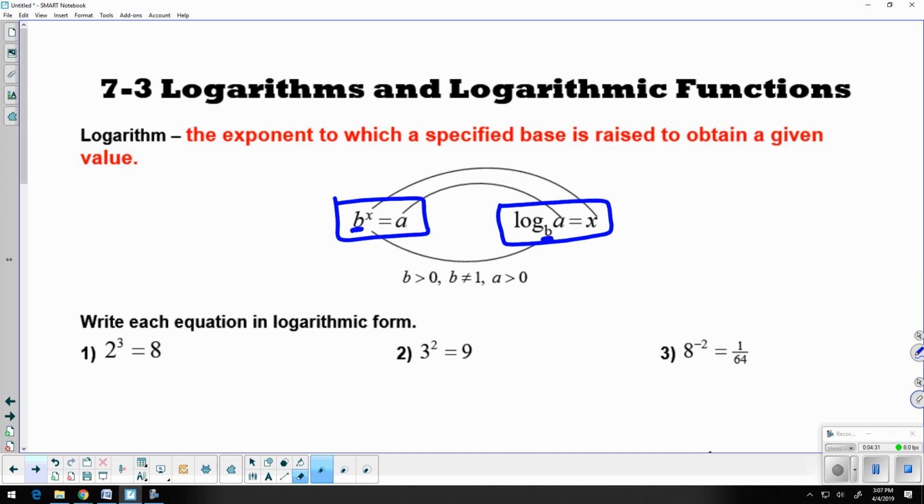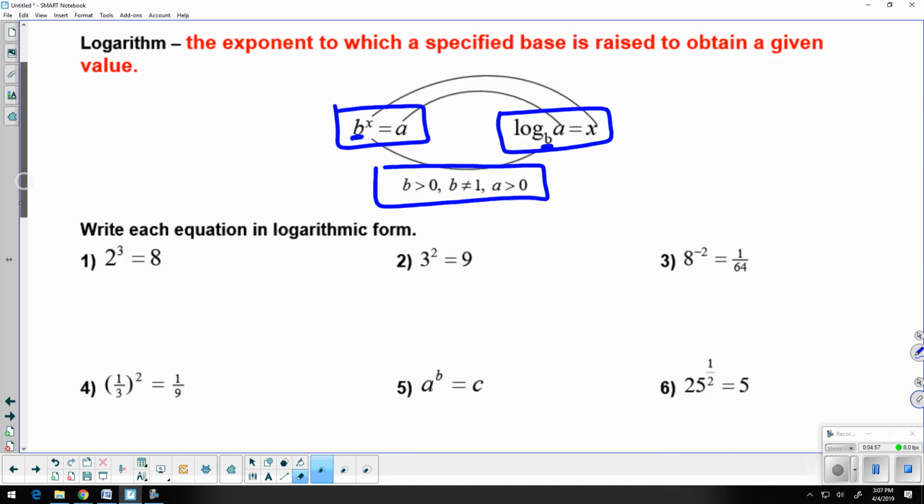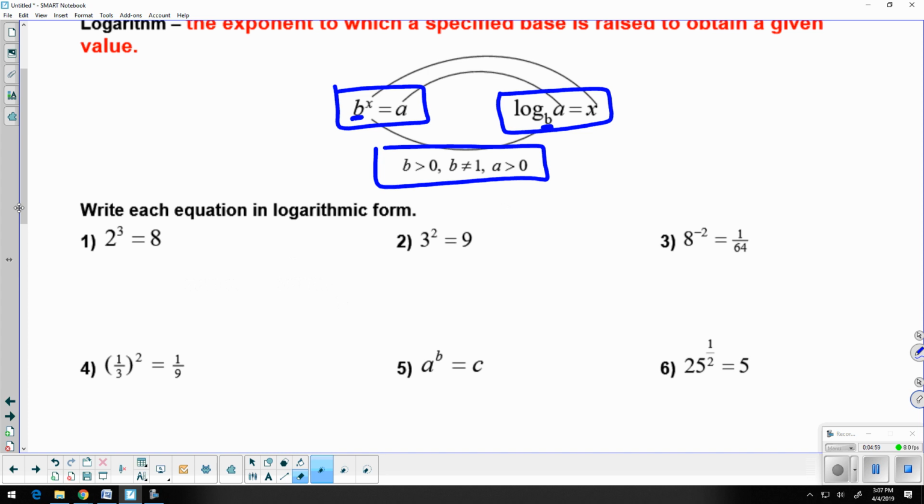There are also some stipulations when it comes to writing these. b is going to be a positive value, just not 1, and a also has to be positive. The exponent itself, as far as x goes, could be a lot of different things, as we already just saw. For our first examples, the directions say to write each equation in logarithmic form. So we're just going to practice going from one form to the other. We're going to write each one as a log.